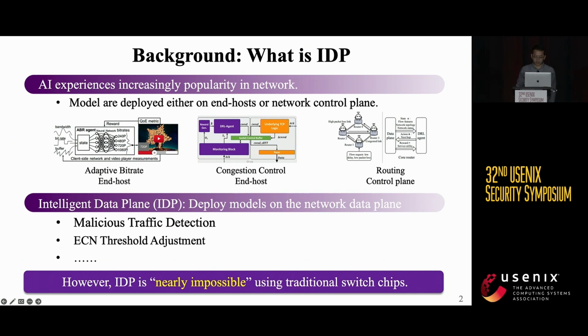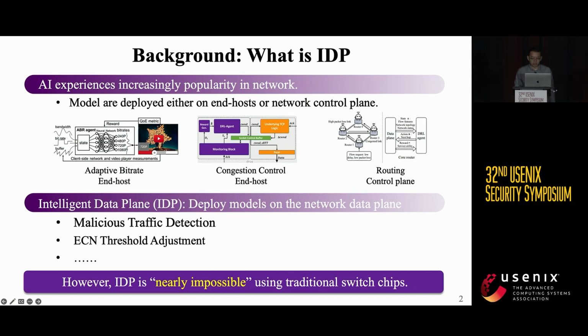As we all know, AI is experiencing increasing popularity in networks, such as adaptive bitrate, congestion control, and routing. AI models are often deployed to work on the end hosts or the network control plane. In contrast, deploying the learned models on the network data plane for traffic analysis is a relatively less charted area. Such a capability, which we call the intelligent data plane, may transform a lot of network designs, such as malicious traffic detection and ECN threshold adjustment.